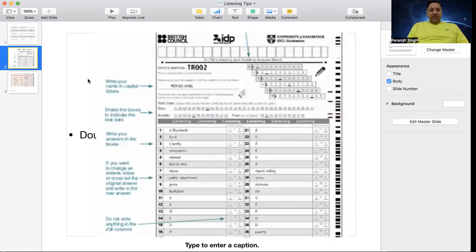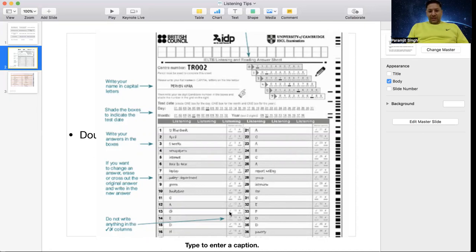Now I will show you the exact answer sheet of listening, or even in general the answer sheet of the IELTS test. Here you write your name in capital letters and shade the boxes to indicate the test date, and you have to write your answers here. Don't write anything here or here, only write your answers here, and that also in capital letters. And you have to write it with a pencil, so that if you change your mind, you can rub it. Always take your rubber and pencil in your test exam. Don't cut it, just rub it and write your answer.